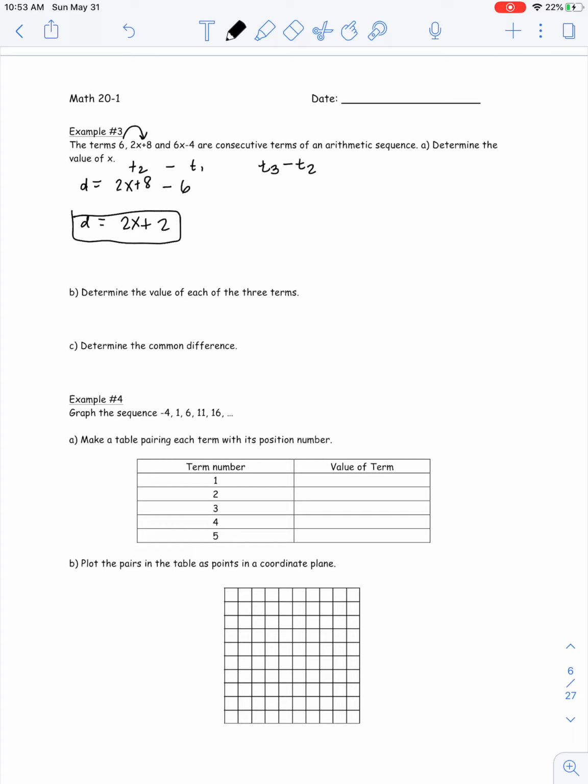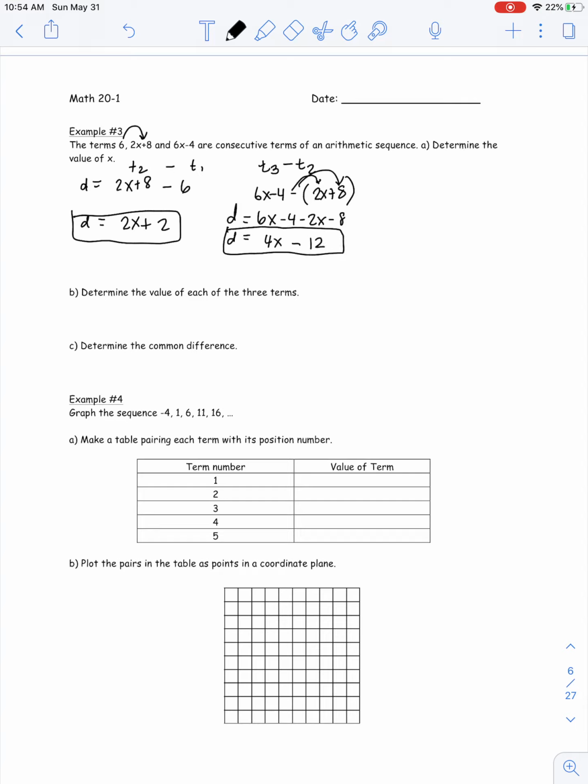And we can do that by taking term 3 and subtracting term 2. So term 3 was 6x minus 4. And we're going to subtract in brackets 2x plus 8. Whenever there's more than one item, we need to put brackets around it because the negative needs to distribute properly. So this is distribution properly done, and this will equal d as well. So d is equal to 6x minus 2x. We're going to combine like terms, and negative 4 minus 8 is negative 12.